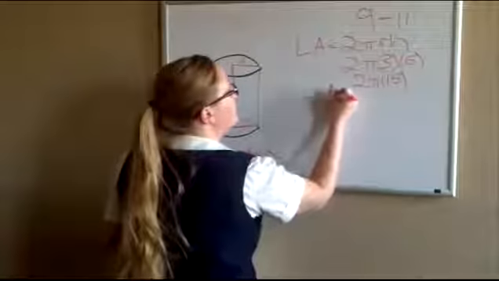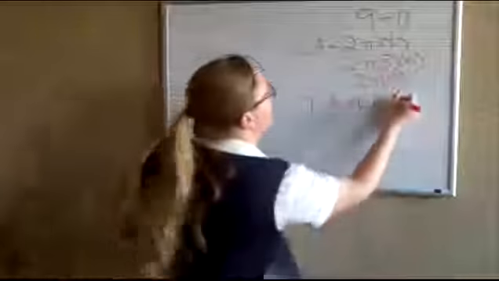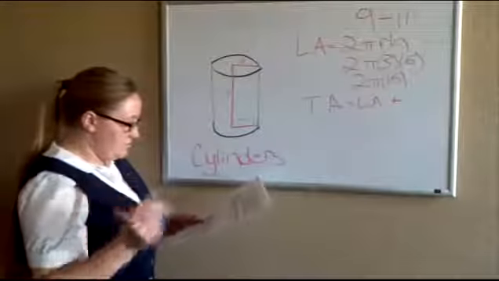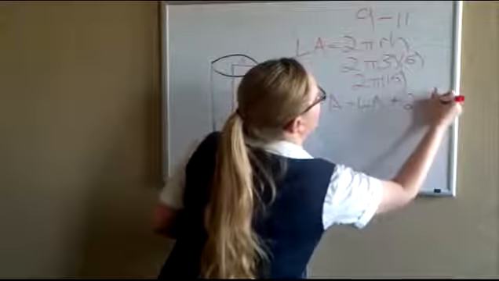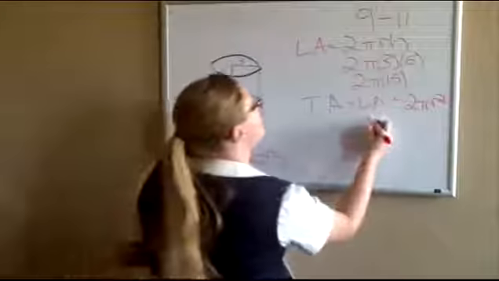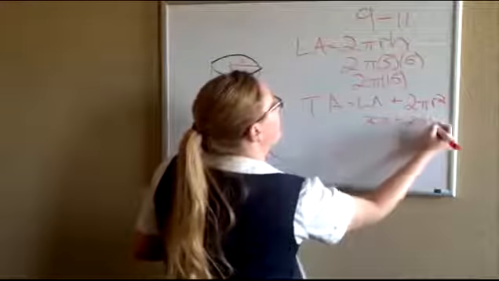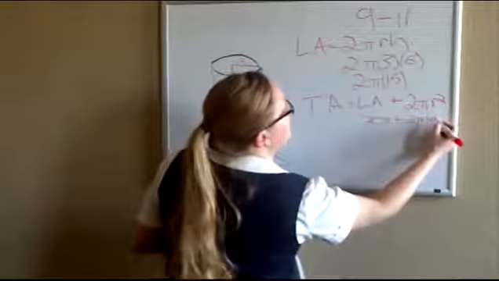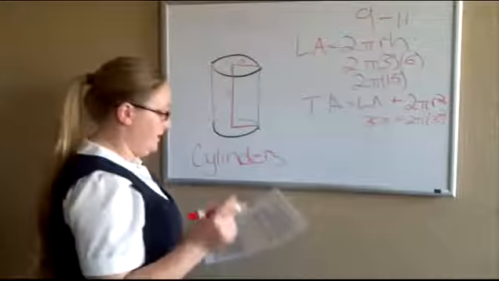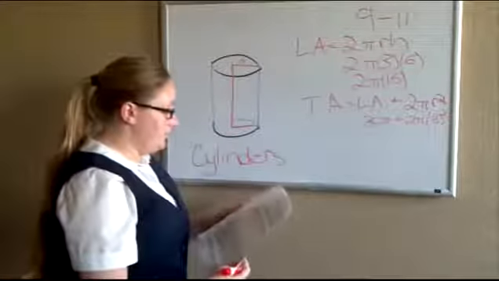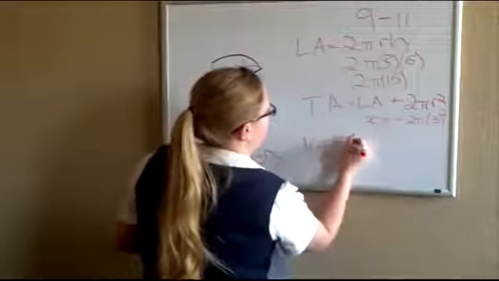Total area equals lateral area plus 2 pi radius squared, which is the area of the circle. Okay, so we already know this is 30 pi plus 2 times pi times the 3 squared. Alright? And you can finish that one as well. These are really easy, like I said. And then volume is pi r squared times h.